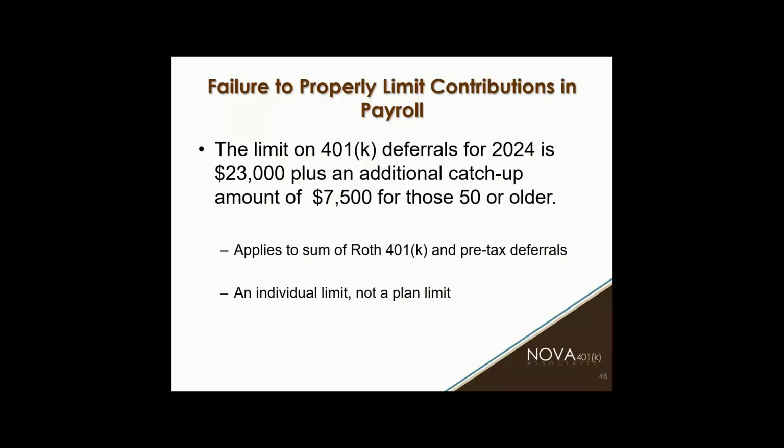If somebody is 50 or older, they can put in $30,000. If they're going to be 50 or older at any time this year, they can put in $30,000, starting at the beginning. They don't have to turn 50 yet. This applies to Roth and pre-tax deferrals together, and it's a limit on the individual, not the plan in general. So you want to make sure that your payroll systems are set up properly to limit people based on their age.